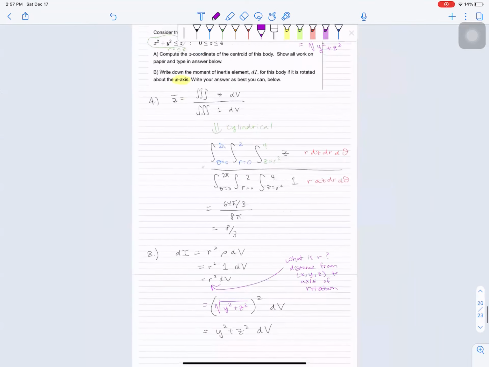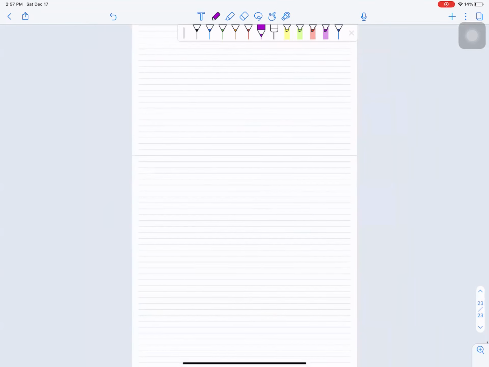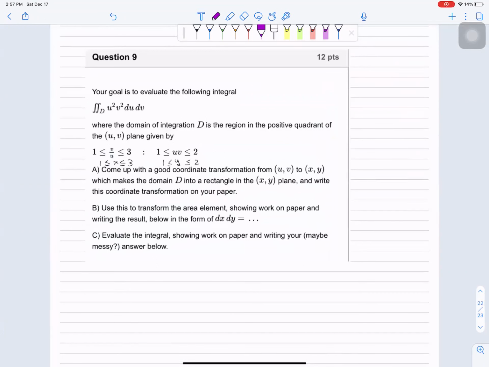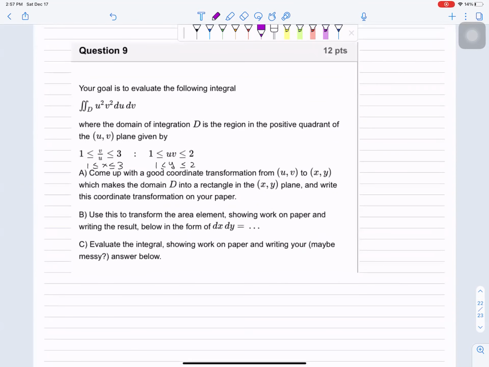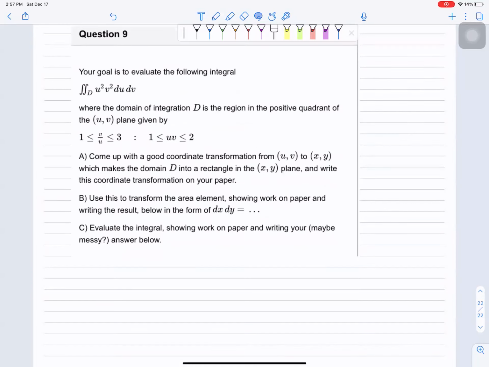Okay, and yeah. Oh, wait, we still have another question. Okay, question 9. Your goal is to evaluate the following integral, and the domain of integration D is the region in the positive quadrant given by those things. Come up with a good coordinate transformation from UV to XY which makes the domain into a rectangle in the XY plane, and write this coordinate transformation.